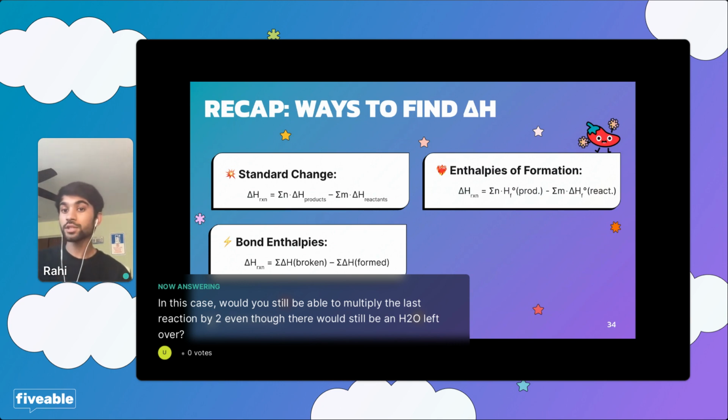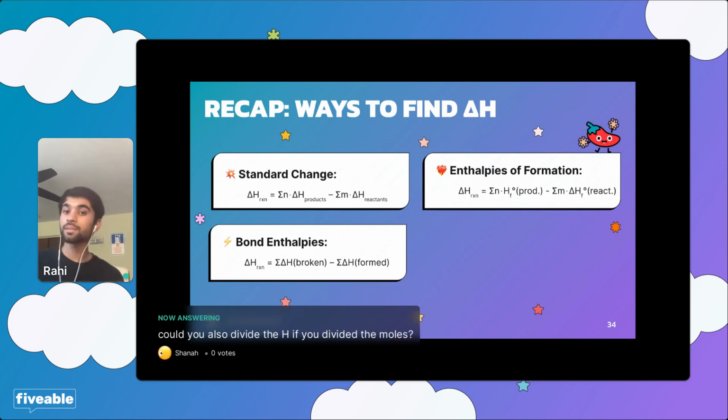Okay. Enthalpies of formation. That was another one that you guys mentioned, which is great. Enthalpies of formation are the sum of the enthalpies of formation of the products times the amount of moles for the products minus the enthalpies of the reactants times the amount of moles of the reactants. N and M are the moles.